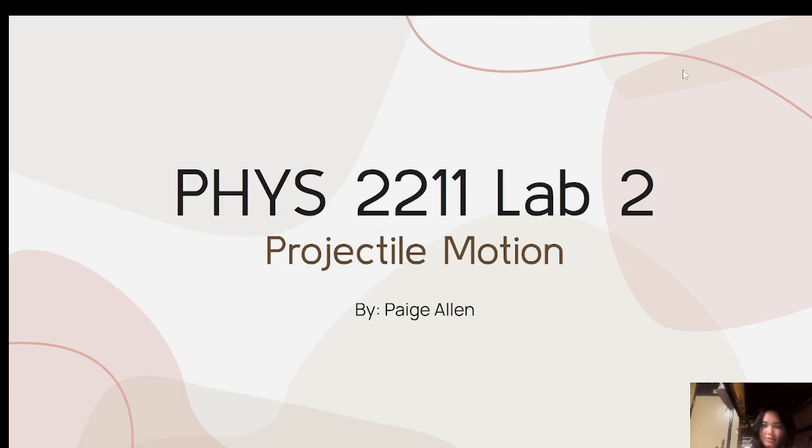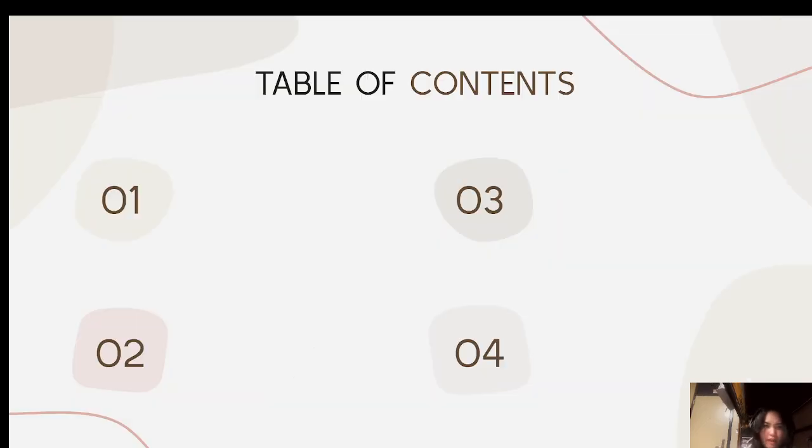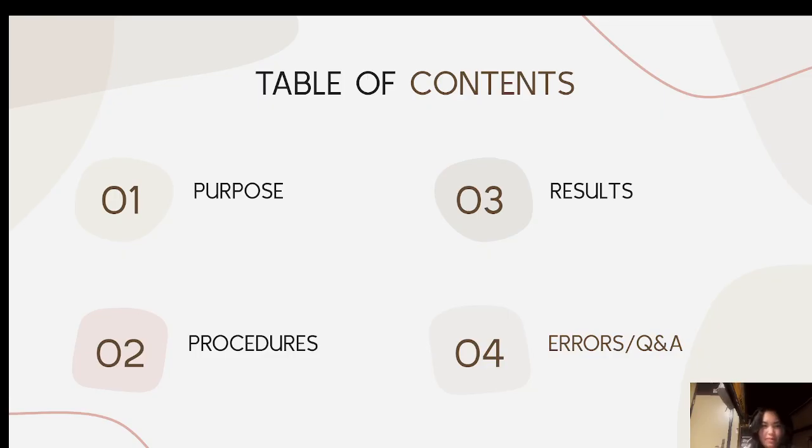This is Paige Allen, and today I'll be talking about Physics 2211 Lab 2, called Projectile Motion. Just before we get started, a little intro. We will be talking about the purpose, procedures, and results of the lab, and then some questions and errors regarding the overall concept of the lab.